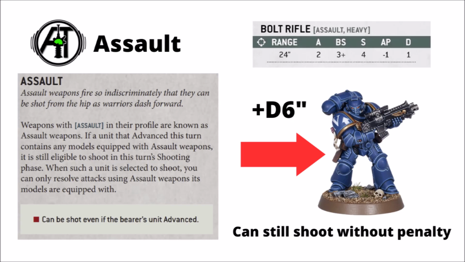One example might be the standard Intercessor bolt rifle here. That one's got both assault and heavy. Means that your Intercessor will be able to move and advance and then still make 2 shots out to 24-inch range with the gun, hitting on normal profile.